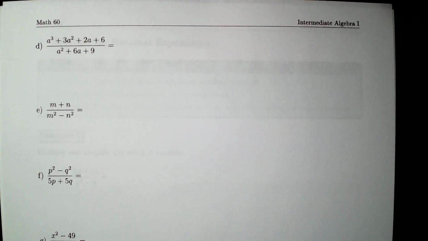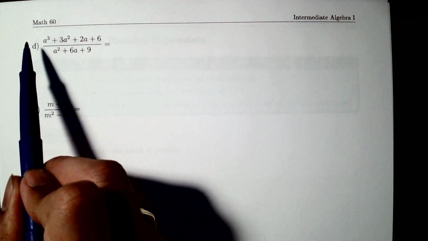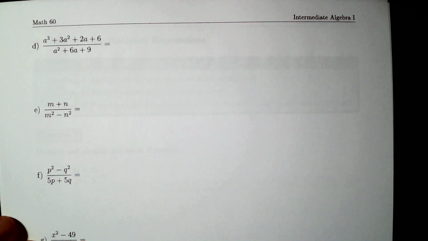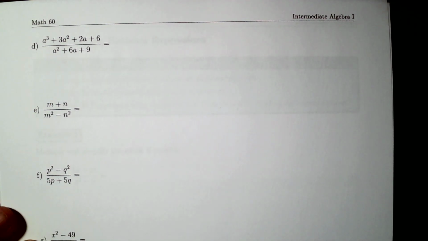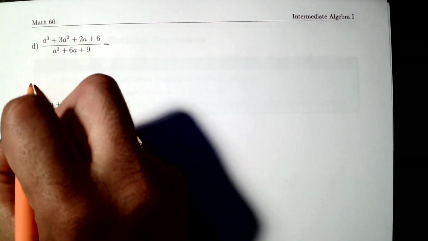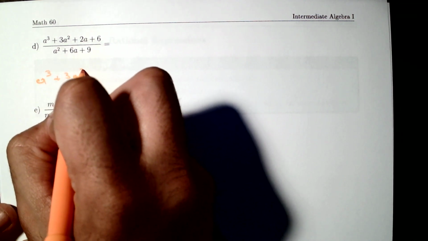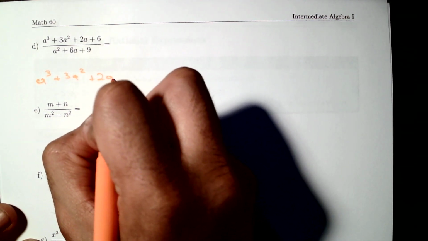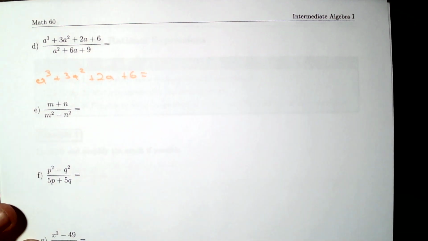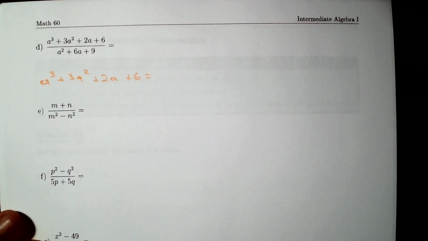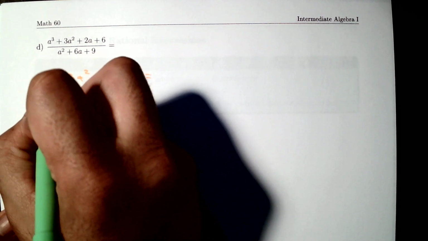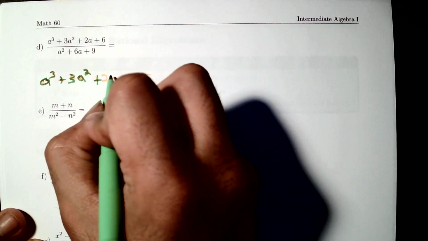This one is going to be a very fun one to work with. Let's look at the numerator. In the numerator, we have 4 terms. Let me write it down here: a cubed plus 3a squared plus 2a plus 6. I'm going to factor this one using a different color that gives us a good contrast.